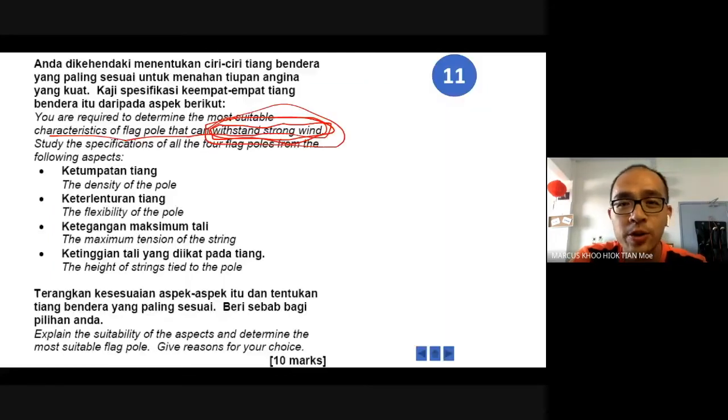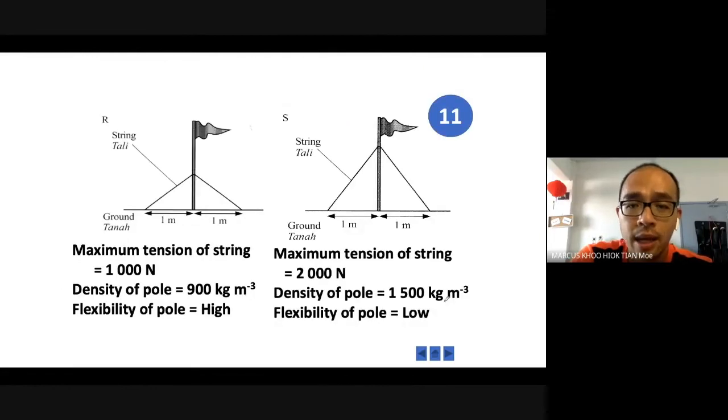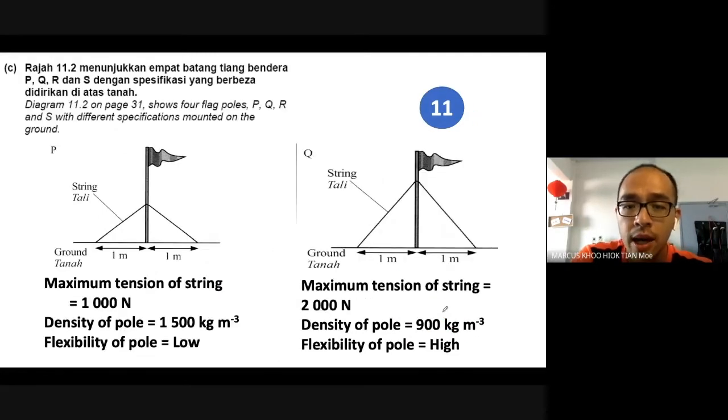Actually, usually we want to choose low density. We choose low density because things that have low density are usually lighter. Sorry, I made a mistake earlier: low density. It is lighter, and we want that, because do you know how heavy a flagpole is?